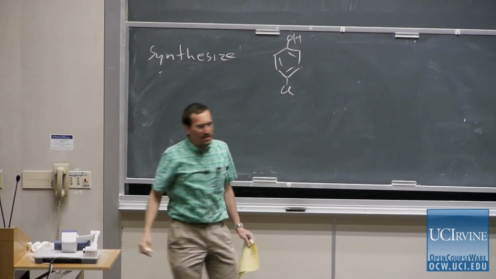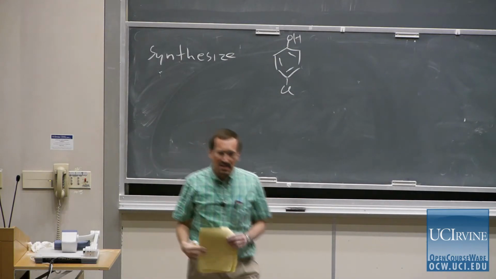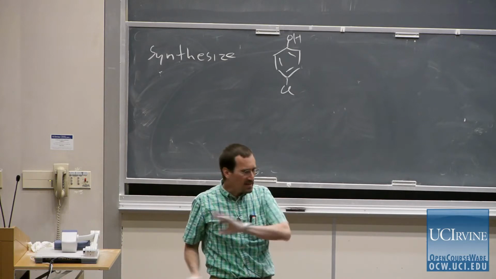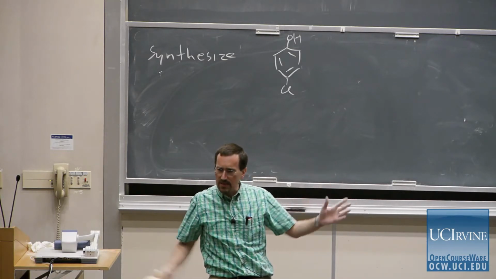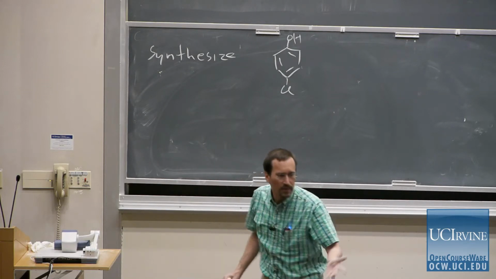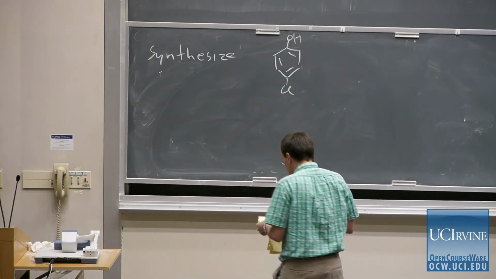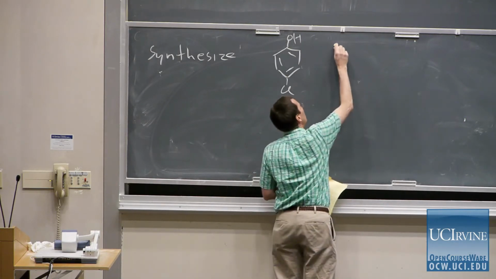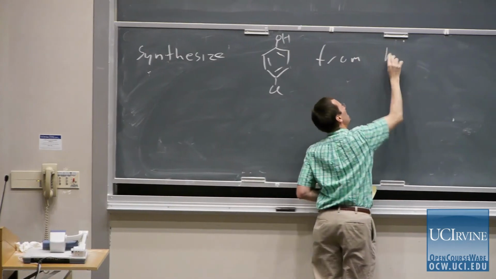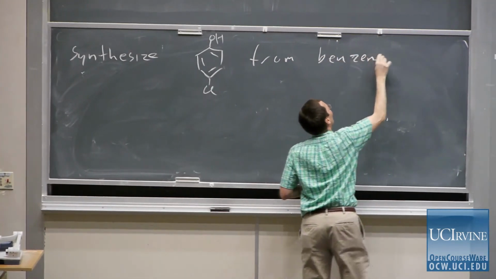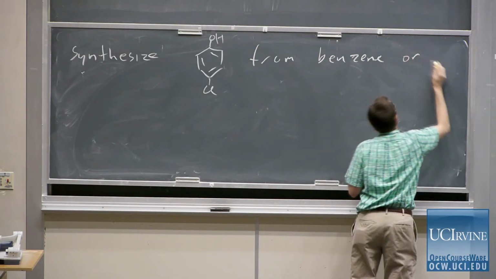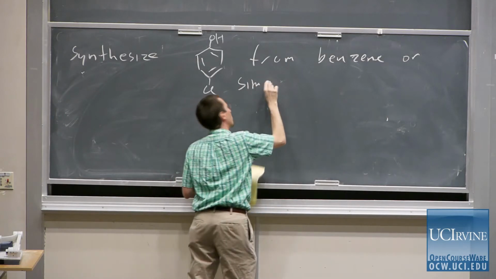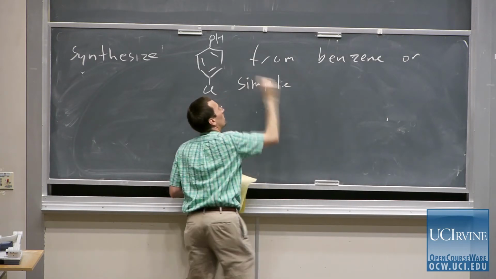Now, the honest to goodness truth is a ton of simple aromatic compounds are available. Benzene, toluene, these are things that come from petroleum. We learned how to get to aniline. Phenol is easy to get to. So I'm going to do a typical sort of problem I do. Synthesize this molecule from benzene or simple monosubstituted aromatics, probably the sort of thing I'd put on the final.